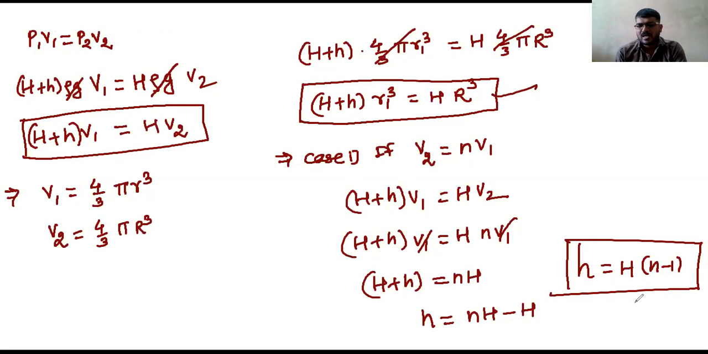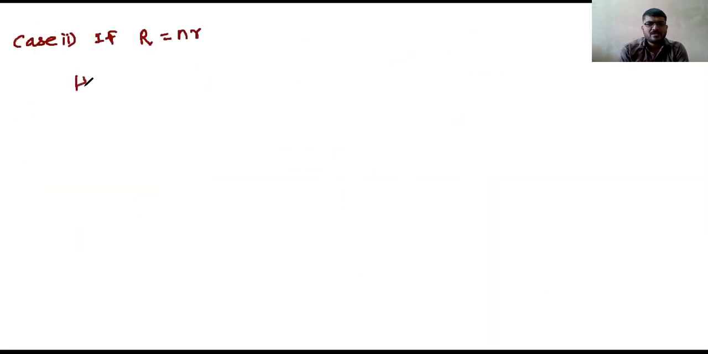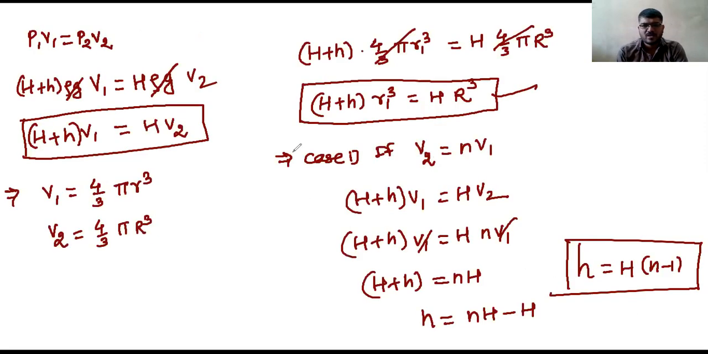Now, suppose case 2: if capital R is equal to N times R. We have just learned this formula. You can see here, capital H plus small h into R1. But here I have denoted only R, so you also mention R only. No need of that R1. This is just R.